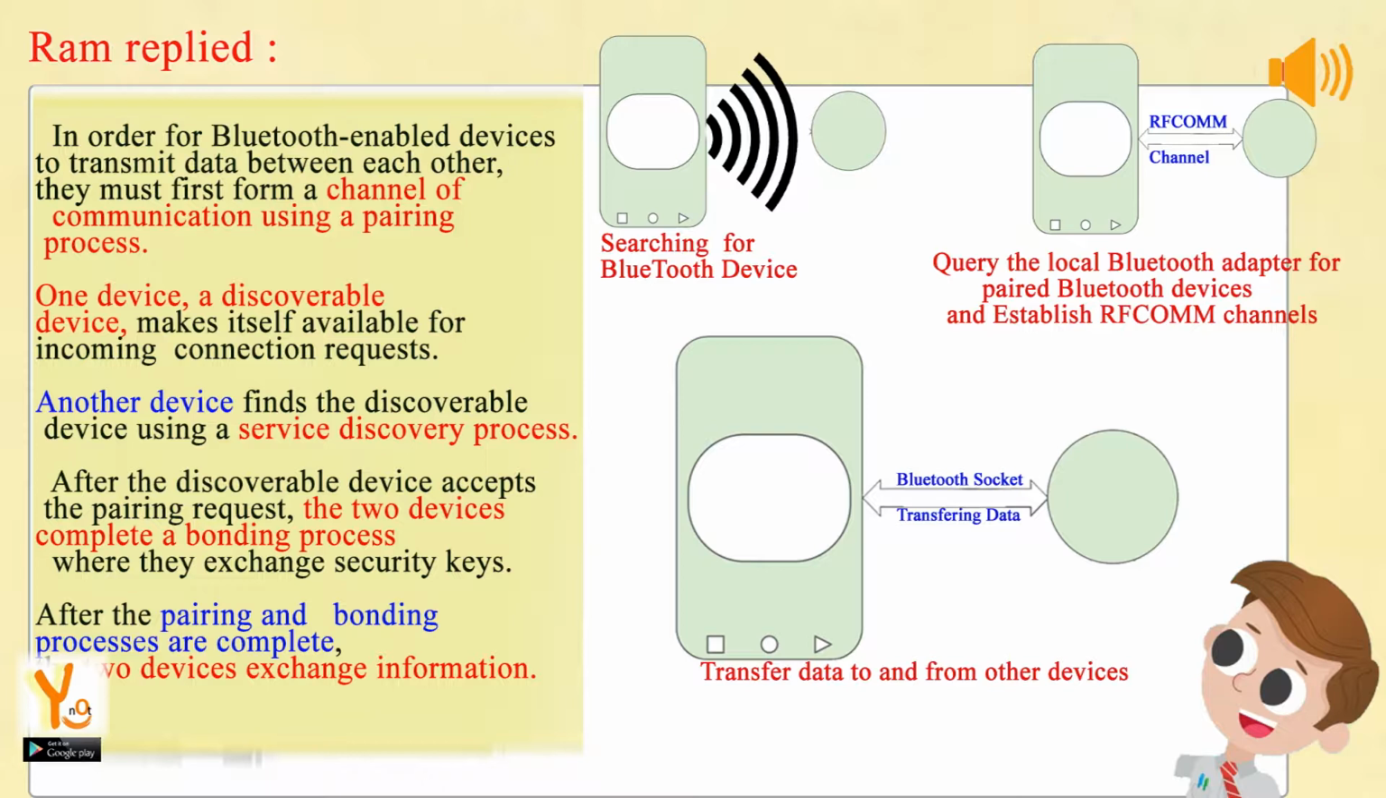After the discoverable device accepts the pairing request, the two devices complete a bonding process where they exchange security keys. The devices cache these keys for later use. After the pairing and bonding processes are complete, the two devices exchange information.